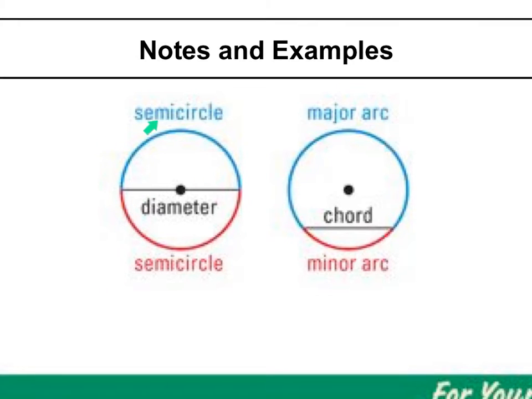A semicircle is just half a circle. You have the diameter, which, remember, is a chord, and it cuts the circle exactly in half. So you have neither a major arc nor a minor arc. You simply have the diameter and your semicircle. When you have just a chord, not a diameter, the smaller part of the circle that's created with the chord is the minor arc. The larger part is the major arc.